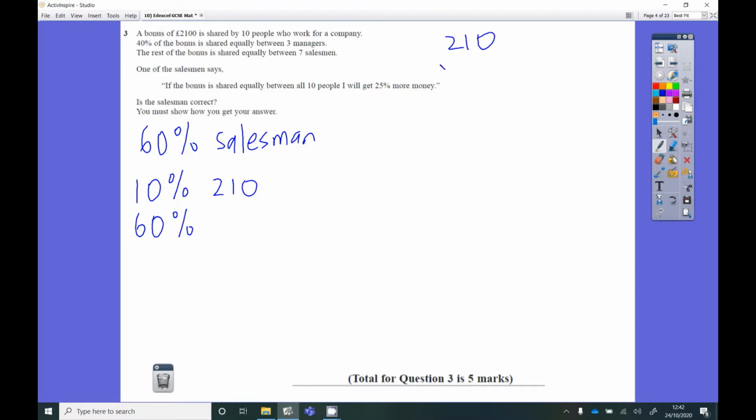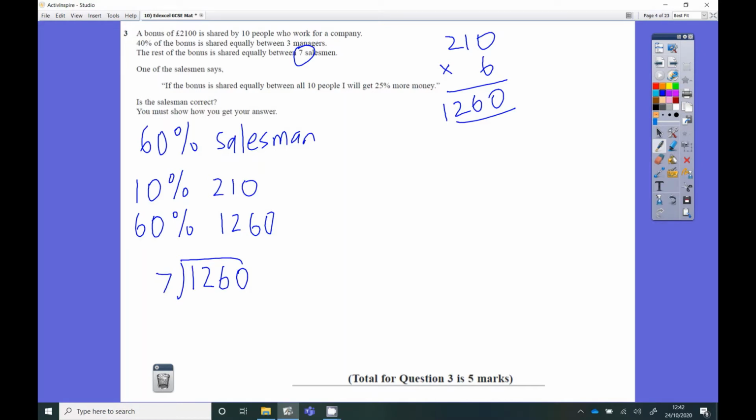So 210 times 6. 6 noughts are 0, 1 6 is 6, 2 6s are 12. So they are getting 1,260 between the 7 of them. So how much does each salesman get? We need to do 1260 and divide that by 7. Remember, dividing you work left to right, so 7s into 1 we can't do. 7s into 12 is 1 carry 5. 7 8s are 56, and we have the noughts. So each of the salesmen is getting £180 under the original plan.